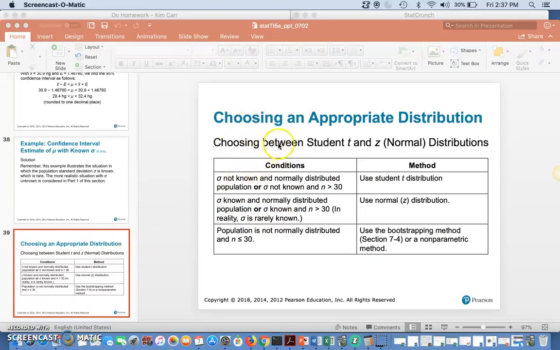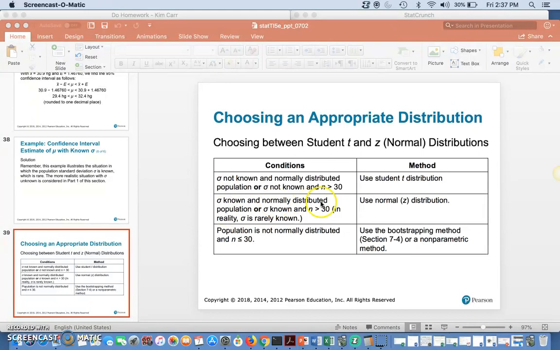Okay, before we start this next problem, we want to read over this section, choosing an appropriate distribution, choosing between the student t and the z-normal distribution. Sigma not known and normally distributed population, or sigma not known and n is greater than 30: use the student t. Basically, the easiest thing to do is to remember that if sigma is not known, you're more than likely going to use t.